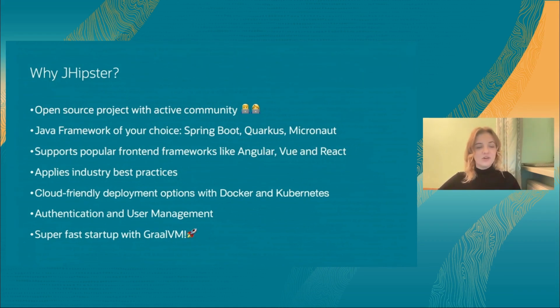In terms of what kind of technology it gives you for the backend, you can use something like Spring Boot, Quarkus, or Micronaut, really a backend of your choice. Along with that, it also gives you plenty of options for your front end. It could be things like Angular, Vue, React, again, depends on your choice. As it generates code for you, it also applies industry's best practices for your project and gives you plenty of options for cloud deployments, gives you things like authentication and user management out of the box. And also what's great about it, your application, in particular your Java backend application, can start really fast thanks to the integration with GraalVM native image.